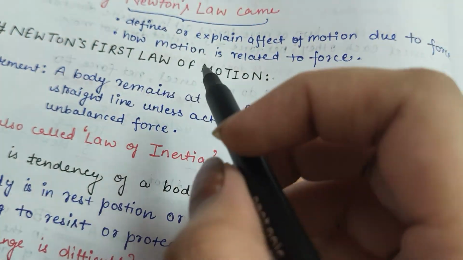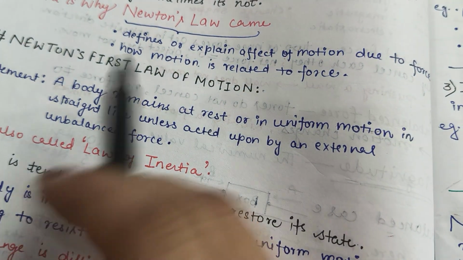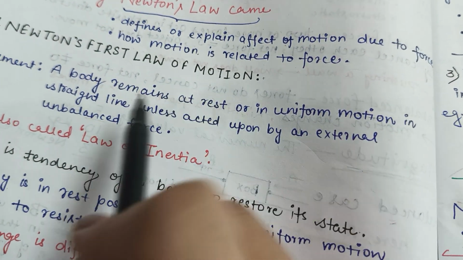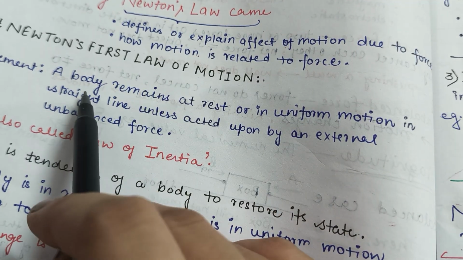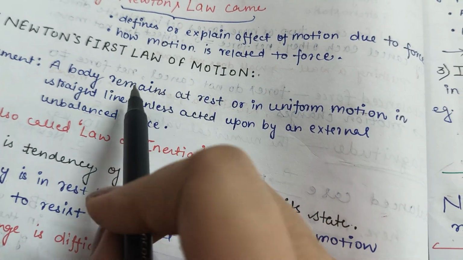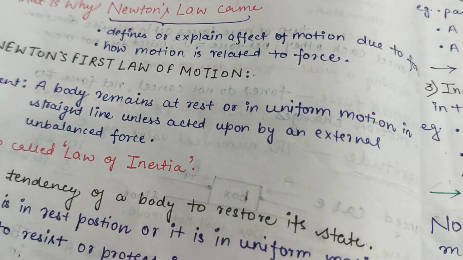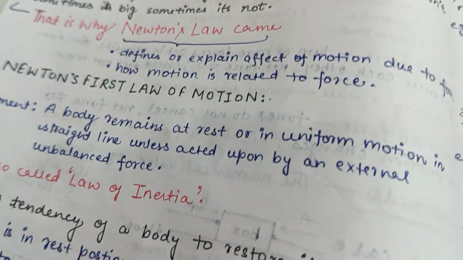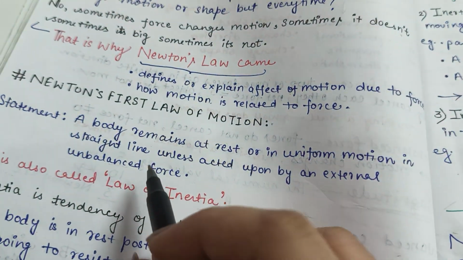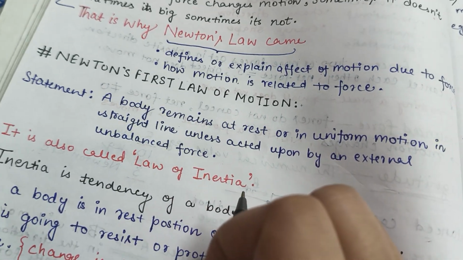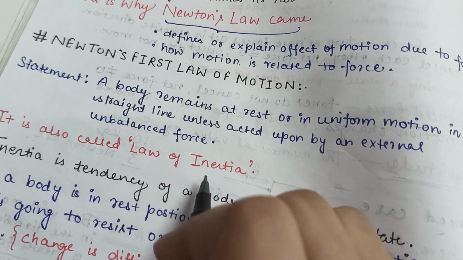Only in that case the disturbance will be created, and the change of being will happen. So if it is at rest, it will be in motion. If it is in motion, then it will come to rest. This is the first law of motion, and it is also called the law of inertia.